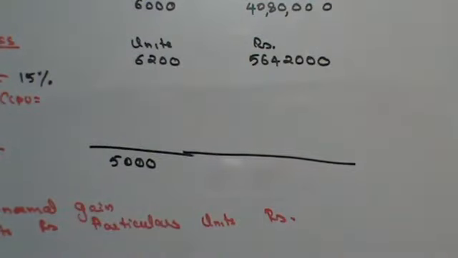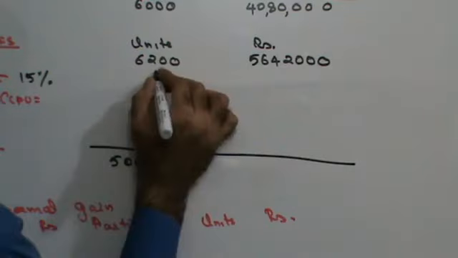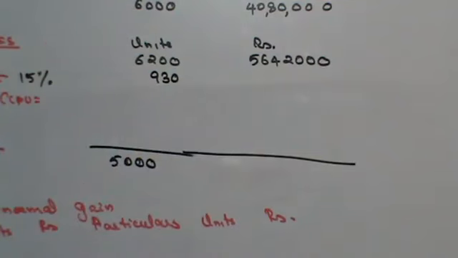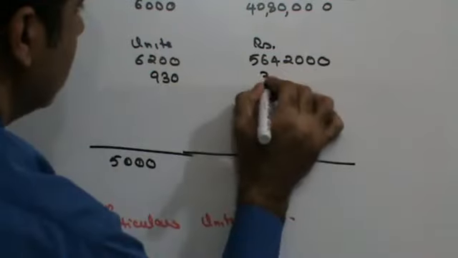And in terms of units, you have 6,200 units. Now, the normal loss is given to you as 15%. So you will have to calculate 15% of 6,200. 15% of 6,200 is going to be 930. Multiply that by the scrap value. Scrap value is given to you as 400. 930 into 400 is 3,72,000.